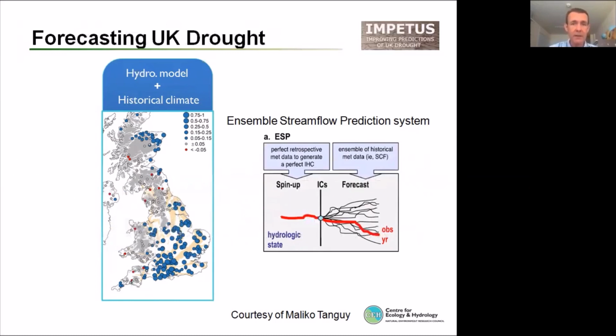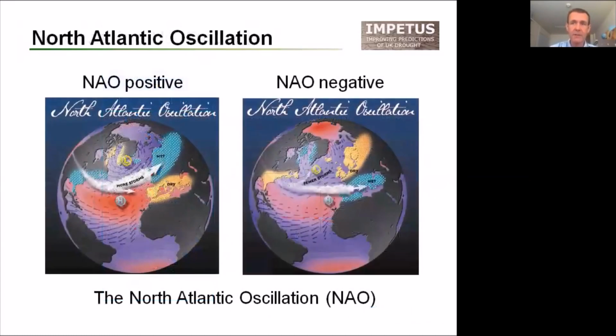The second aspect in improving drought forecasts is to improve forecasts of rainfall. This is very much an emerging area of science. In the past few years, climate scientists have shown that there is some skill in forecasting the large-scale wintertime atmospheric circulation over Europe a few months in advance. This particularly arises in terms of forecasting what's known as the North Atlantic oscillation.